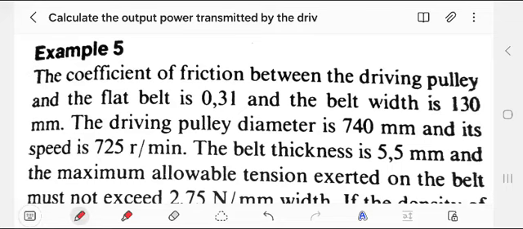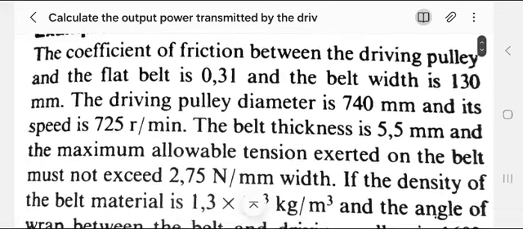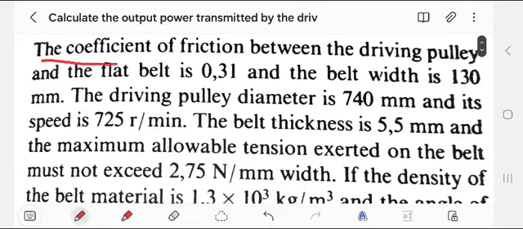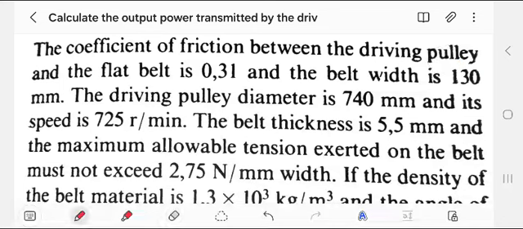In this video we're going to look at how to calculate the output power transmitted by the drive if we are given the efficiency. I've given example 5 there. It reads as follows: the coefficient of friction between the driving pulley and the flat belt is 0.31, and the belt width is 130 millimeter.